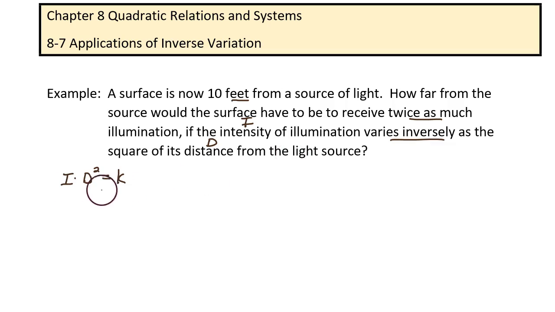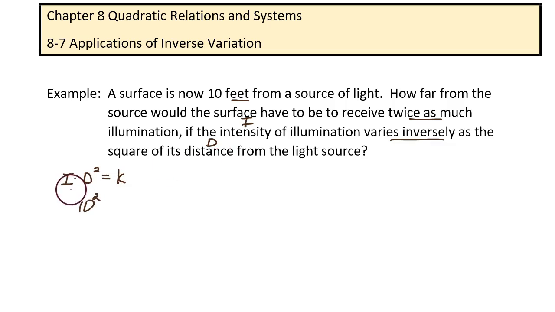Now that we have the general model that relates intensity of light and distance, we can use the first sentence to figure out what K is. It says the surface is 10 feet from the source of light. That's a distance. So for the letter D, you can fill in 10.